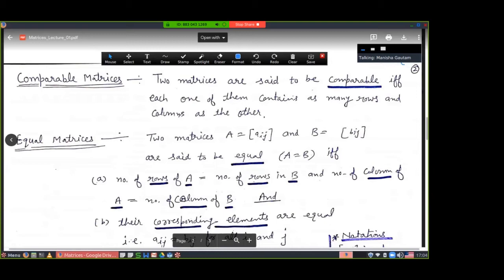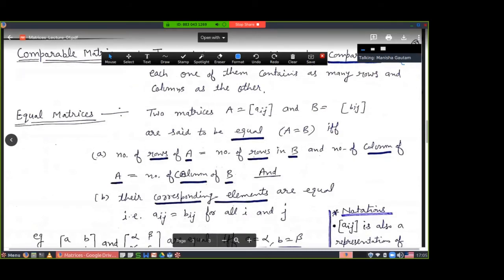Two matrices, A equal to small a with subscript ij in closed brackets. In a big bracket, we have closed it. It means this is a second representation to write a matrix. Matrix A and matrix B, where B is written as small b ij, are said to be equal matrices if A and B are equal. These two matrices A and B are equal if and only if: the first condition is the number of rows of A equals the number of rows of B, and the number of columns of A equals the number of columns of B. It means the order of matrix A will be equal to the order of matrix B.